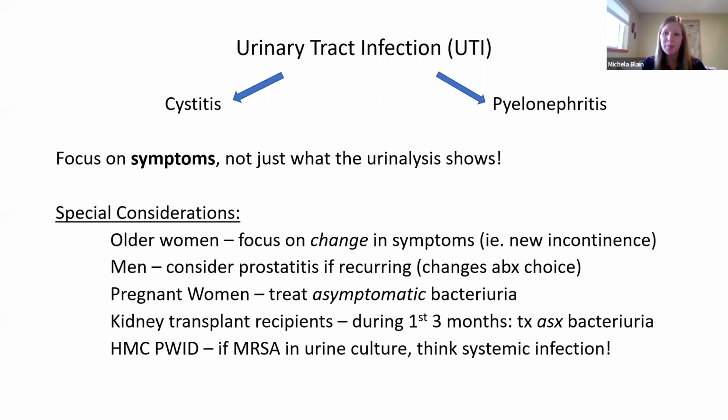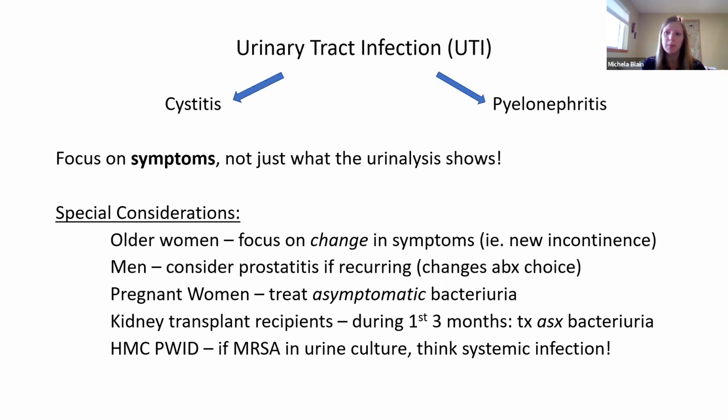For men, men can have uncomplicated UTIs, believe it or not. But if a man is coming to me with UTI symptoms, you want to think about other causes, something that may be complicating the picture. Are they having obstruction? Thinking about BPH, if there's a stone in there. Especially if they're having recurrent UTIs, say you treat them for the shorter course and they're coming back pretty soon, you want to think about prostatitis in those gentlemen.